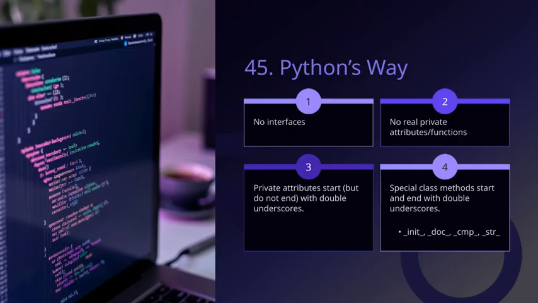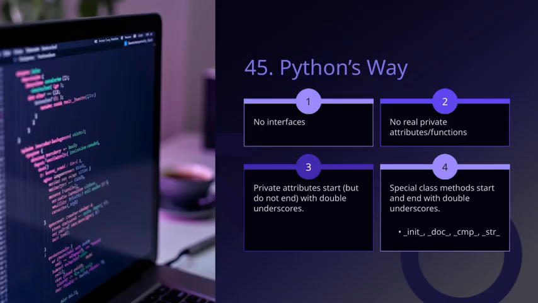When it comes to privacy, Python uses a naming convention where private attributes start with double underscores, but it's important to remember they don't truly hide anything. They just indicate that these attributes are intended to be private, but they can still be accessed if needed. This means there are no real private attributes or functions enforced by the language. It's more about convention and developer discipline.